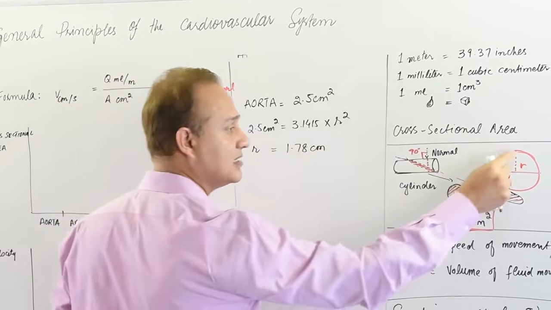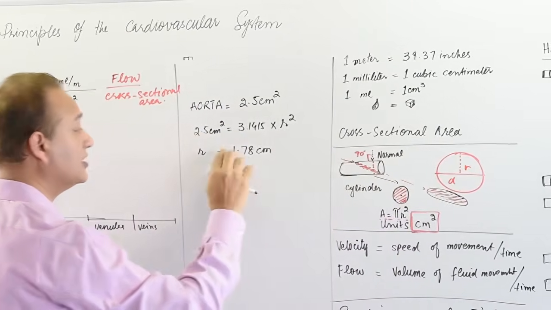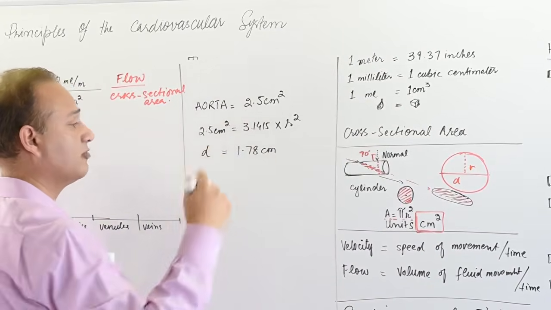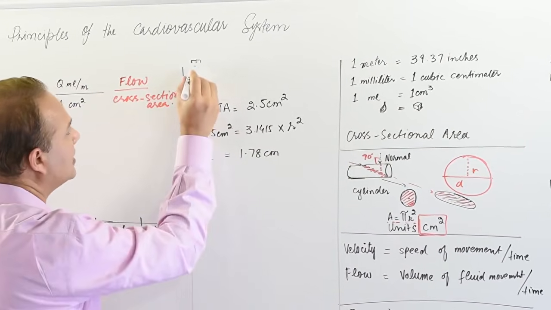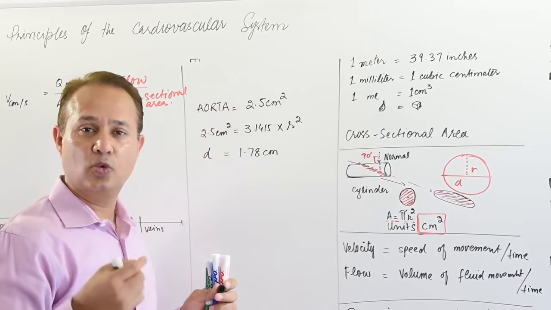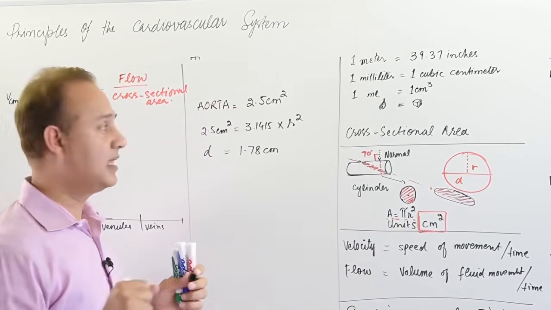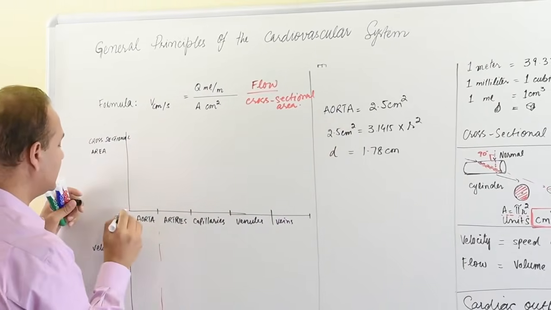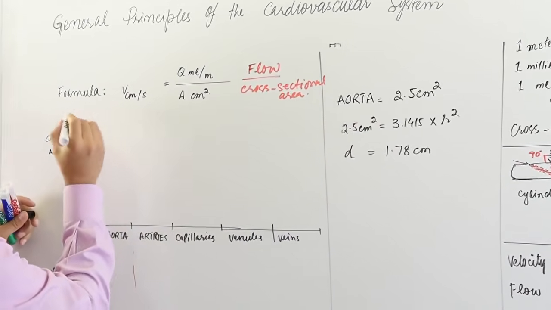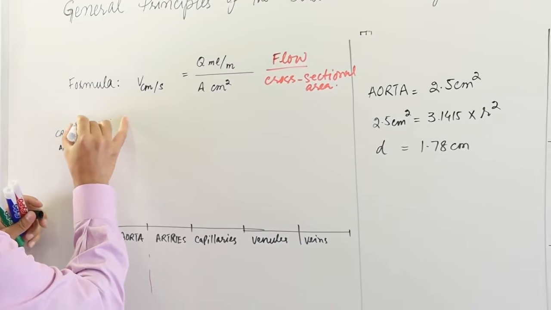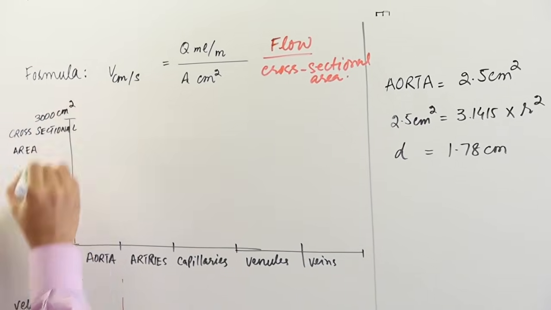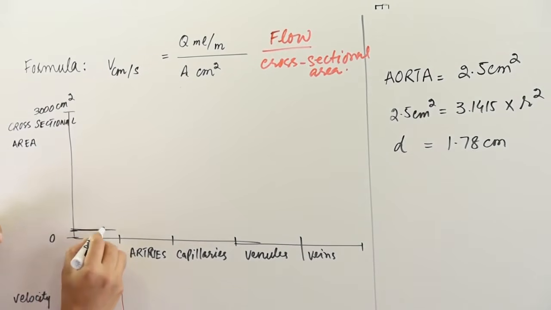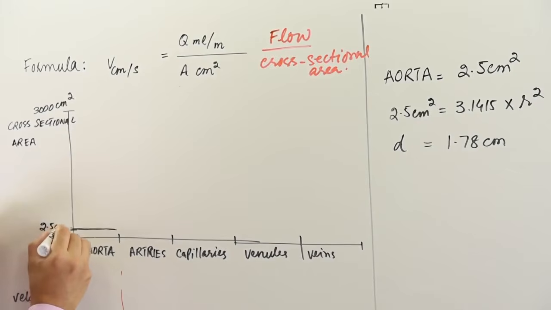What that means is that this is the diameter. After having the radius and multiplying it with 2, you'll end up with a diameter of about 1.78. So aorta is about 2 centimeters wide blood vessel. So here is the cross-sectional area. I'm going to mark 2.5. So let's say this is 0, and let's say this is 3,000 centimeters square. So aorta is somewhere over here. This is the size of aorta, really small, 2.5 centimeters square.